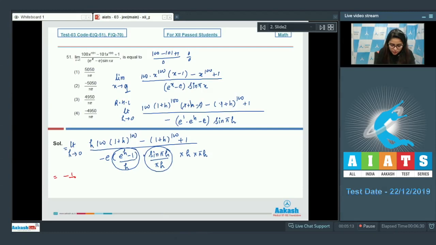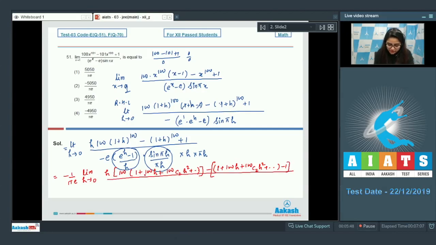So now minus 1 upon πe, limit h tending to 0, of h times 100 (1 plus 100h plus 100C2 h square and so on) minus, just take common minus, (1 plus 100h plus 100C2 h square and so on) plus 1, divided by, in the denominator you are left with h square. So see, 1 is going to be cancelled here, and this is 100h and here minus 100h, so this is also going to be cancelled. The next term is 100 into 100 into h square, and here this is minus 100C2 h square.